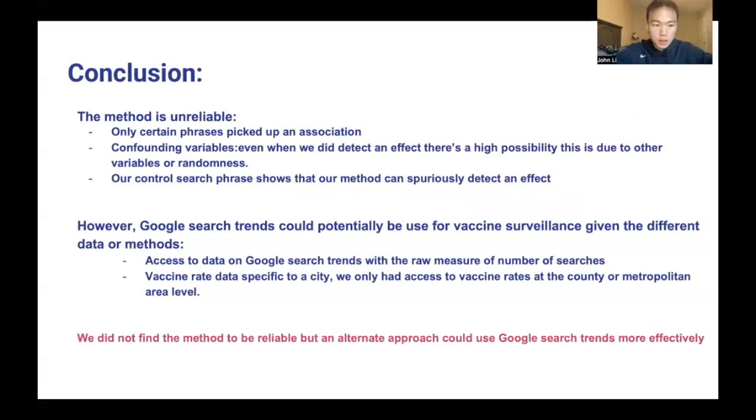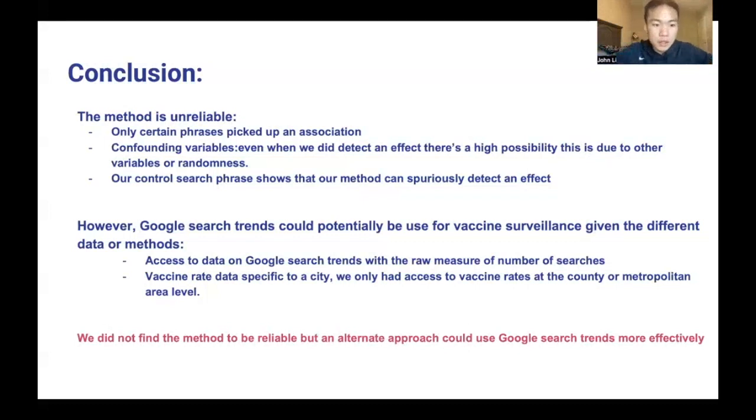The conclusion for our study is that the method is proved to be unreliable because only certain phrases can pick up an association, and there are just too many confounding variables involved with it. And even if we did detect an effect here, there is a really high possibility that it is due to the popularity of a specific phrase, the time period, or just randomness. As we see, for our control variables, we still see some association with the vaccine doses, even though there should not be any association.